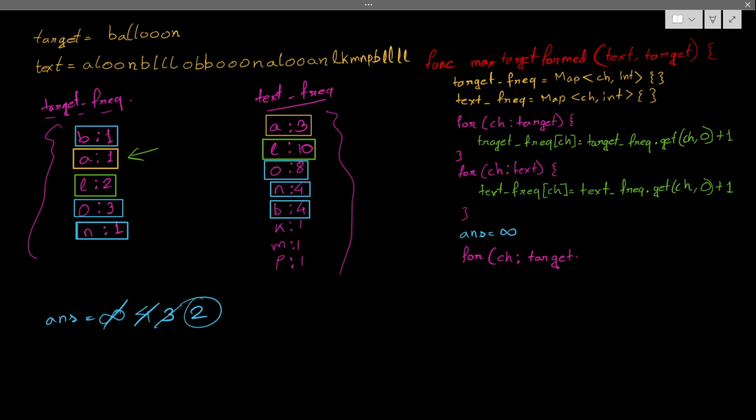First I will check if it is not present. If that character is not present in my text frequency, if it is not defined, text frequency dot find character, if it is not present, I will simply return directly 0. That means if the character is not present at all, I can simply return 0.